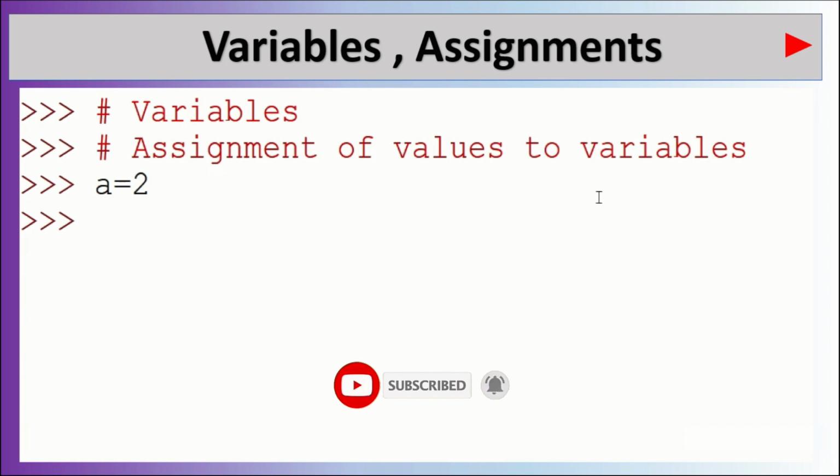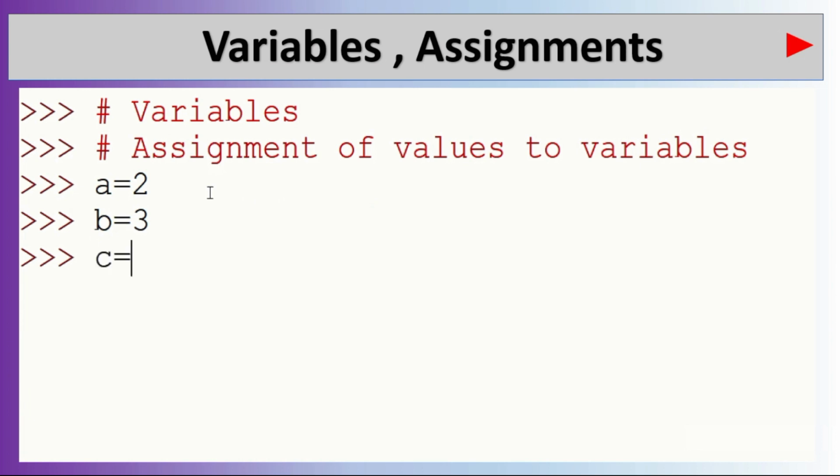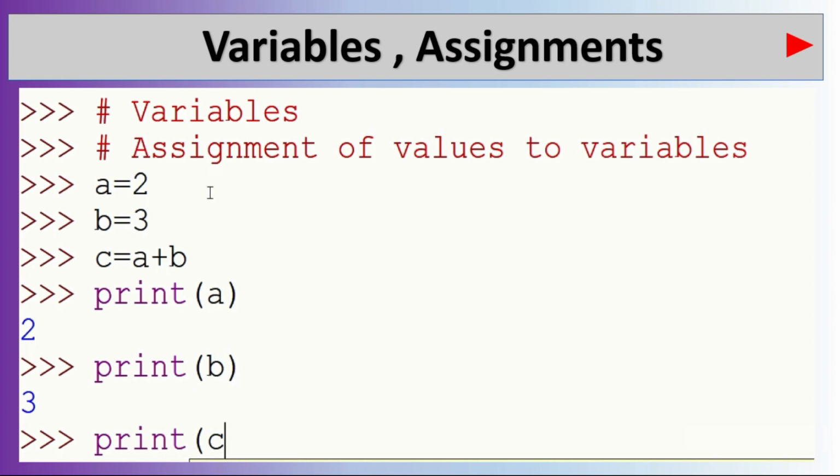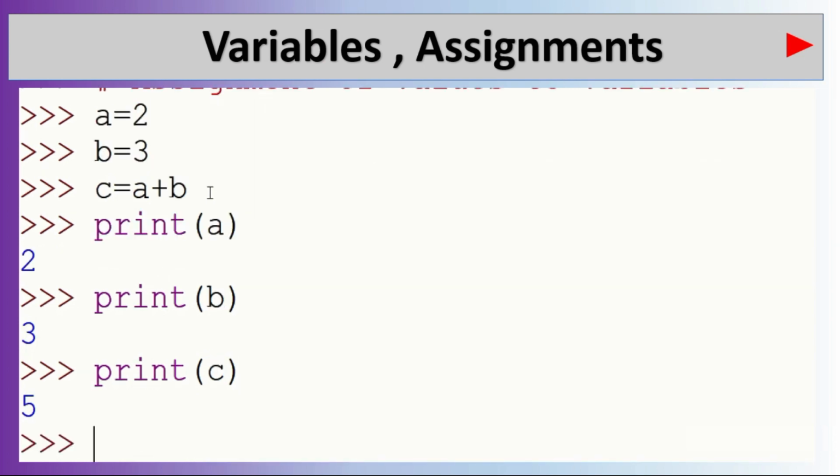A equal to 2, B equal to 3, C equal to A plus B. Print of A, it is 2. Print of B, it is 3. Print of C, it is 5.